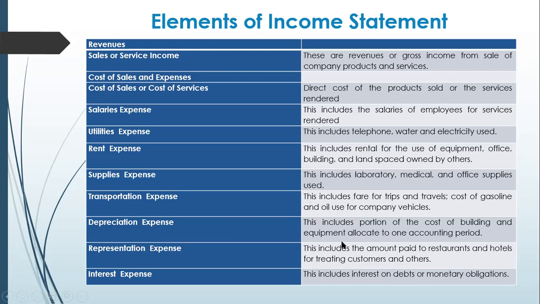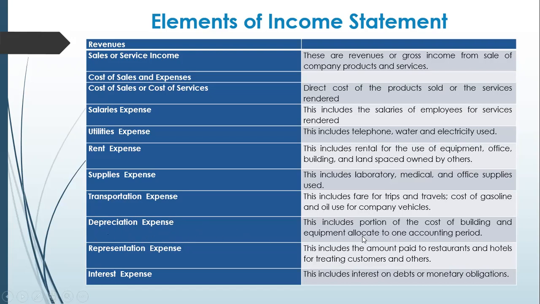Next is depreciation expense. This includes portion of the cost of building and equipment allocate to one accounting period. So, itong depreciation expense, kung mapapansin nyo, ito ay nasa assets sa balance sheet. So, depreciation. Ito ay contra assets. Pag na-meet nyo yung contra assets, automatic mag-less kayo. Okay? So, yan. Pasok yan dyan.